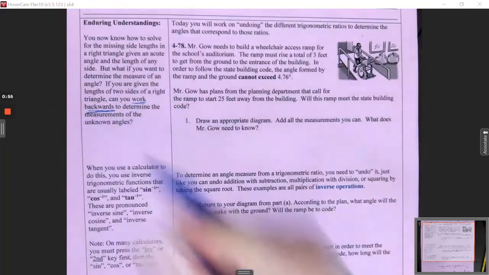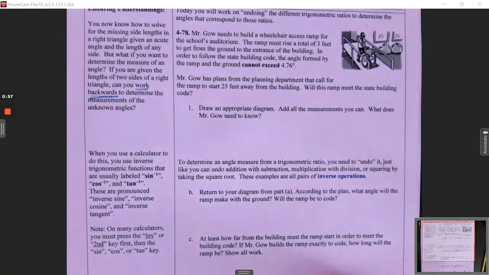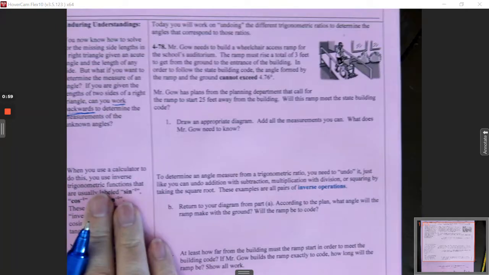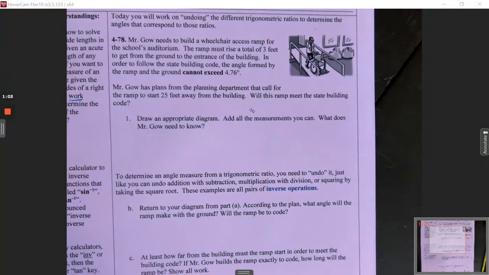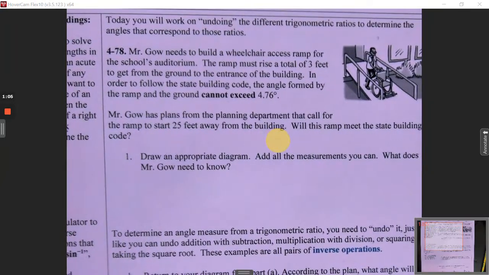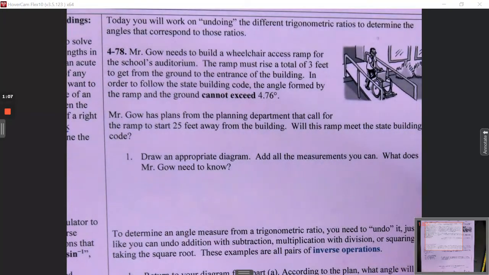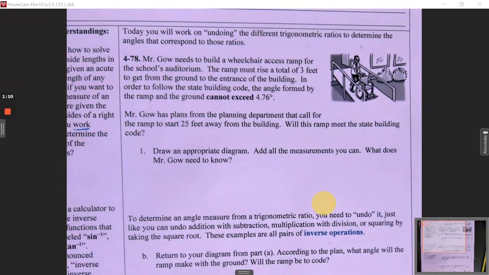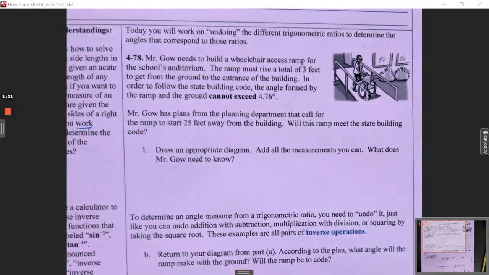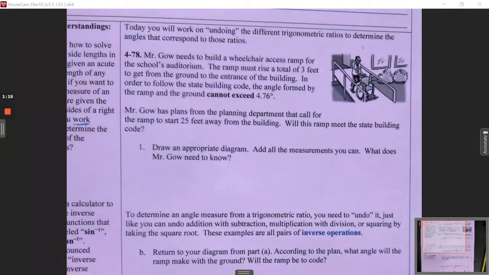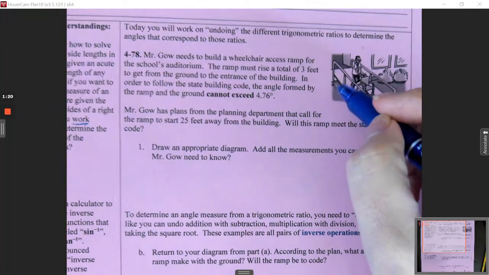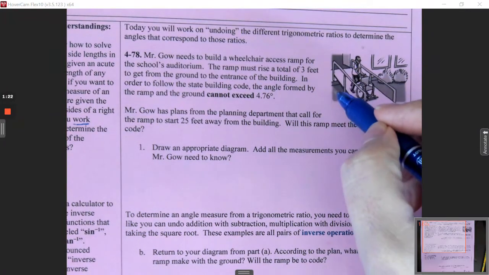So we're going to get into this part here. But for now, let's just continue to focus on Mr. Gao and what he's trying to do. Mr. Gao is to build a wheelchair ramp for the school's auditorium. The ramp must rise a total of 3 feet to get from the ground to the building. So there's the ground to the building, that step is 3 feet, meaning there's stairs somewhere, but now he's trying to build a wheelchair access ramp because people can't use the stairs.